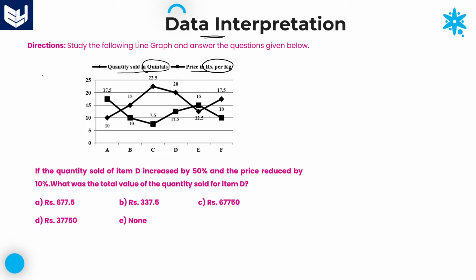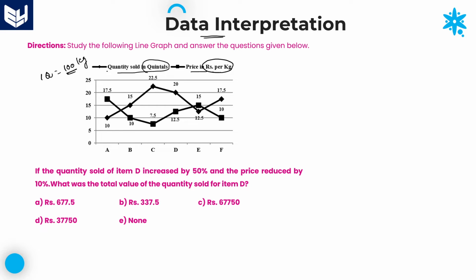A quintal is nothing but 100 kgs. 1 quintal is equal to 100 kgs. You need to write down each and every value in terms of kgs, because all the prices are given per kg. So whatever quantity you take must be in terms of kgs. It means you need to multiply the given value by 100.